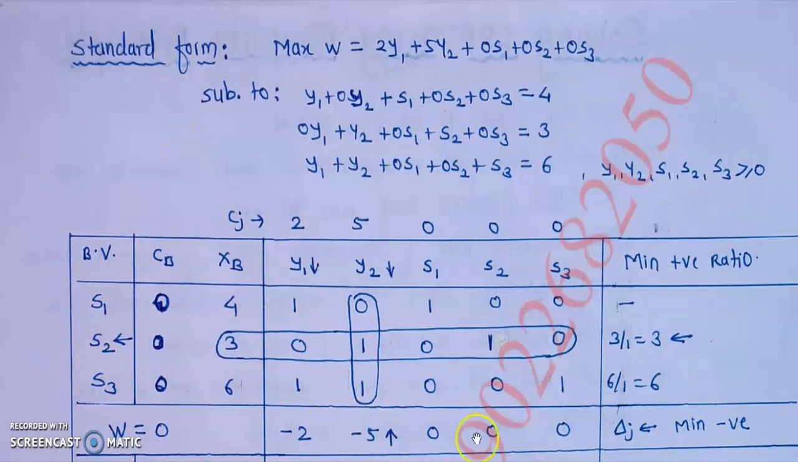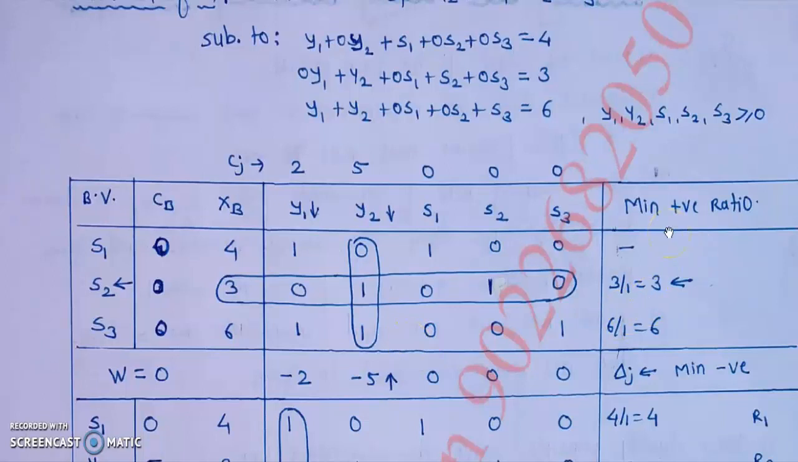Now how to proceed? We have to find the minimum negative in the delta J row. So the smallest negative value in delta J is minus 5. Corresponding to minus 5, this column is called the key column, and the corresponding variable, which is y2, is the incoming variable. Incoming variable means y2 will take part in the calculation and it will replace one of s1, s2, s3. Now the question is, which variable will be the leaving variable, the one whose place y2 will take? Therefore how to decide it?